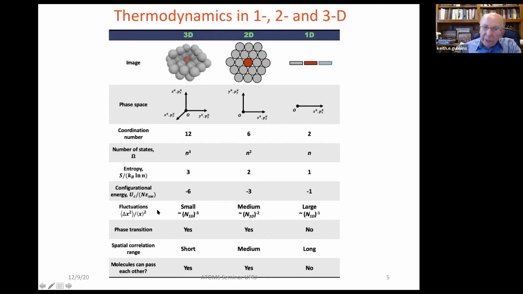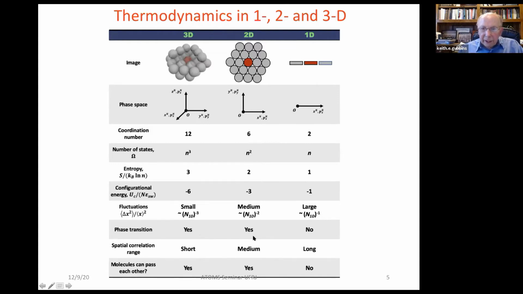Now, it depends how you want to make this sort of comparison, but in many cases, it makes more sense to compare 3D, 2D, and 1D for a system of a certain length L. And so then you see that these fluctuations get larger. And this is going to be a major theme in what I'm about to show you, because the fluctuations drive a lot of the thermodynamics.